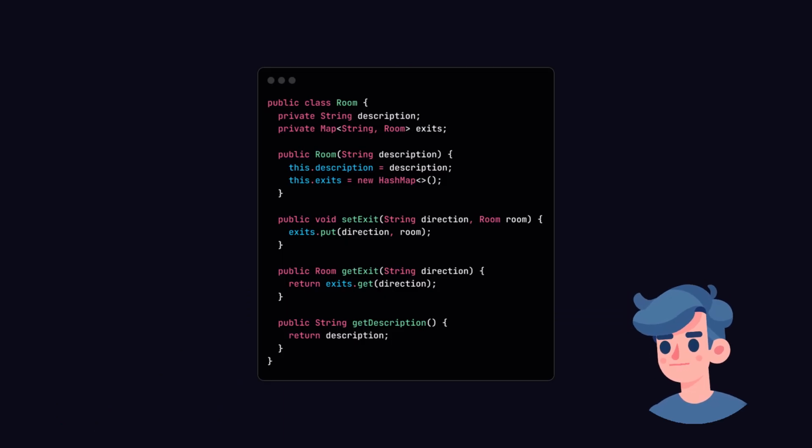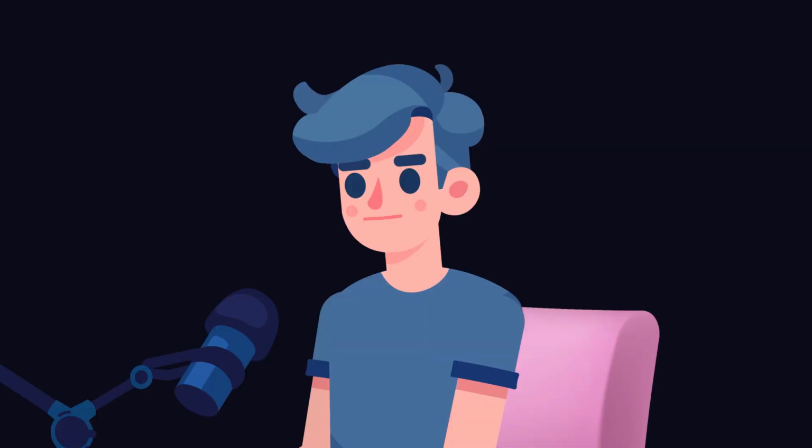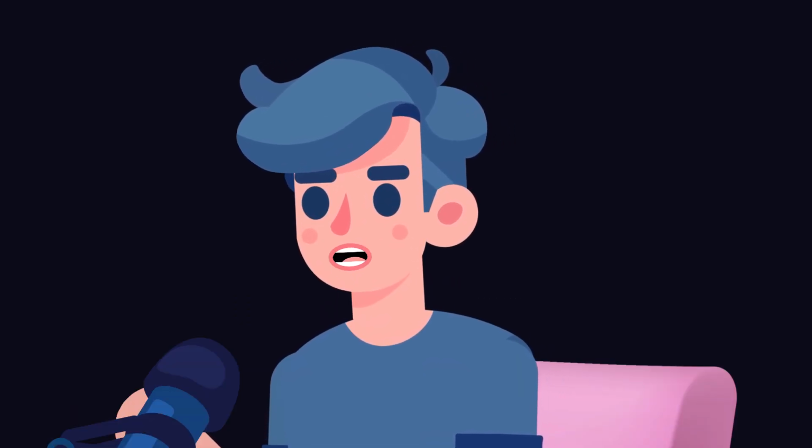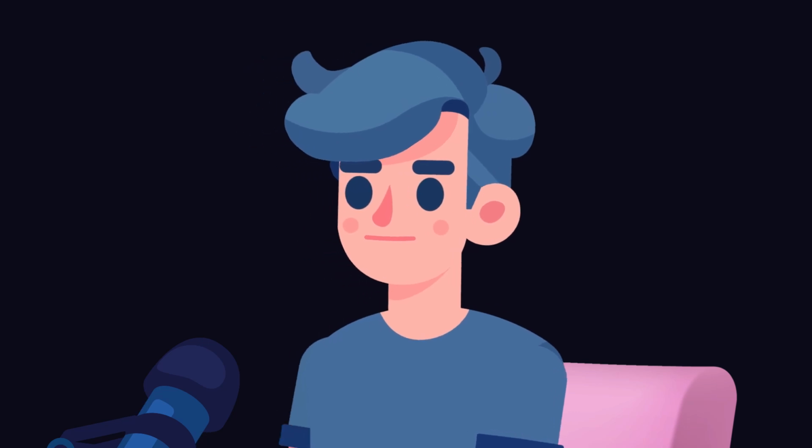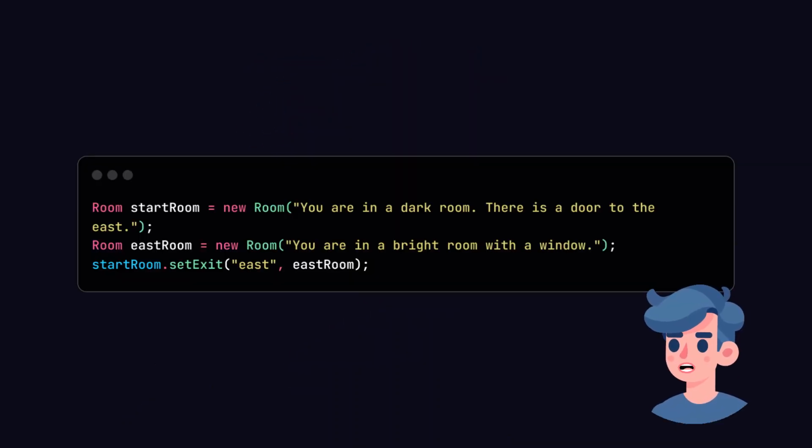Next, let's focus on creating rooms for our game. We can create a room class to represent different locations within the game. In the room class, we have fields for the room's description and exits to other rooms. The setExit method allows us to link rooms together, forming a navigable map within our game. Now, let's update our game class to create a few rooms and link them together. We can create a simple map with a start room and a room that leads to another room.